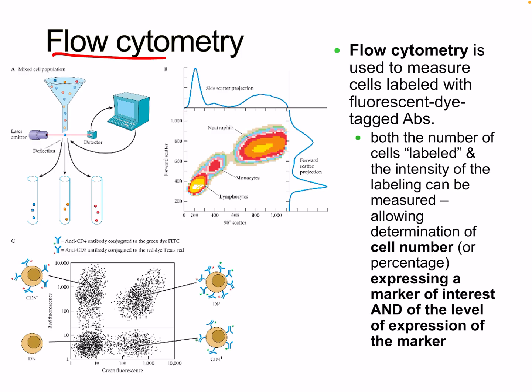So flow cytometry is used to measure cells labeled with fluorescent dye-tagged antibodies. Both the number of cells labeled and the intensity of the labeling can be measured, allowing determination of cell number or percentage expressing a marker of interest and the level of expression of the marker. These are used quite commonly now, and there are even certain degrees where you can become a cytometry technician. So if you're interested in some careers in immunology, that's an option. They're not insanely complex, but they're quite advanced, and there's a lot of advanced technology put into this.